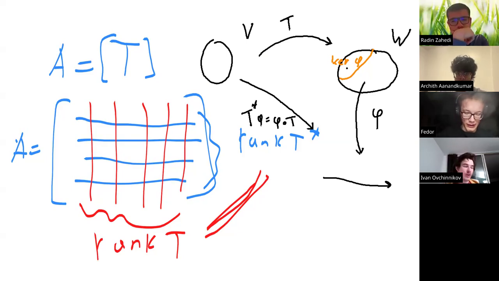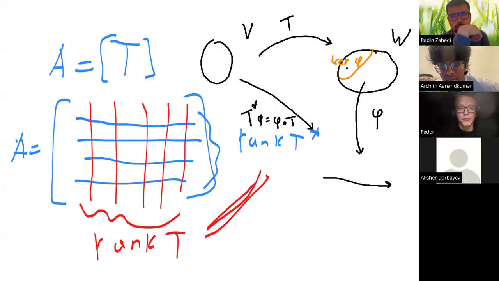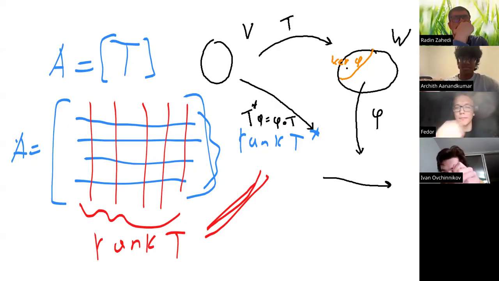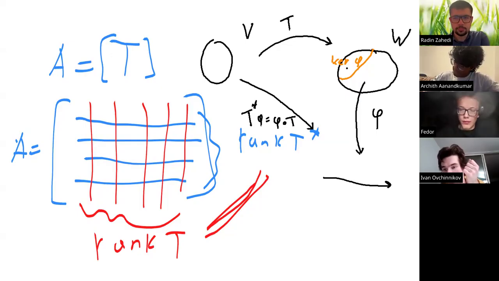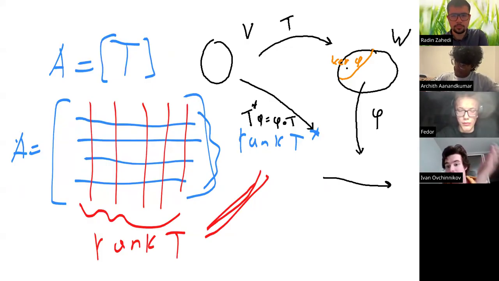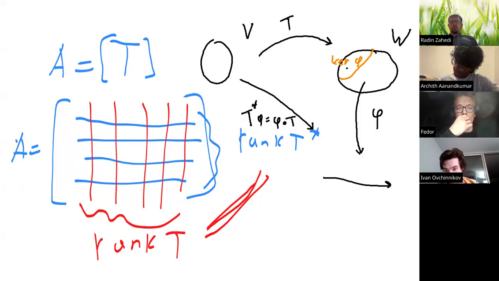Okay. Could you write that out? Yes. If the image of T is contained in the kernel of phi, then T star of phi is 0. Because I plug any vector v into T, and then Tv is inside the kernel of phi, because the image of T is in the kernel of phi. And so if I do phi composed with that, then I always get 0. Do you agree?